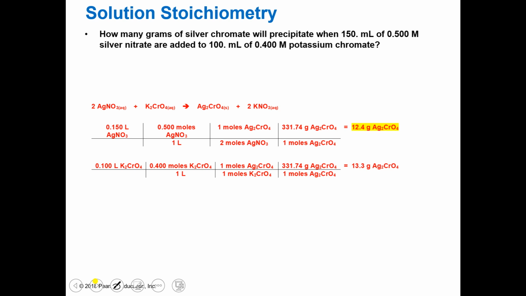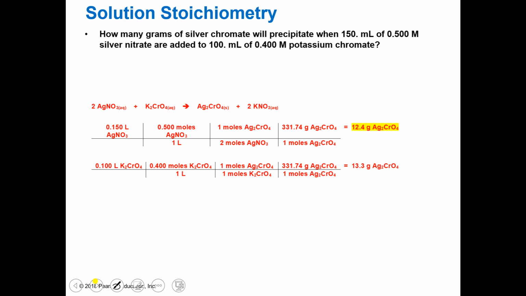Okay. Now this first example, it's a little bit more difficult because I've not only made this a solution stoichiometry problem, but it's also a limiting reactant problem. So we're going to talk about both. The problem states how many grams of silver chromate will precipitate when 150 mL of a 0.5 molar silver nitrate solution are added to 100 mL of a 0.4 molar potassium chromate.